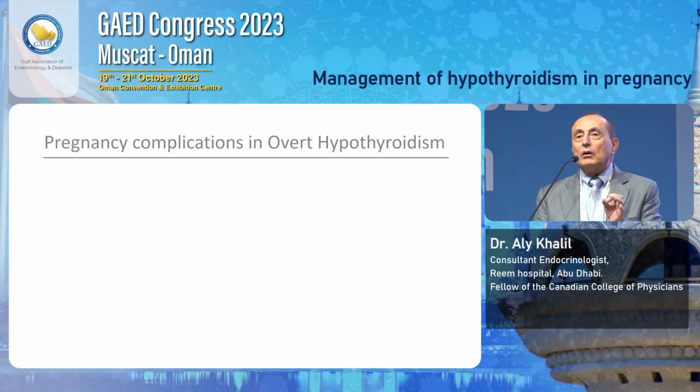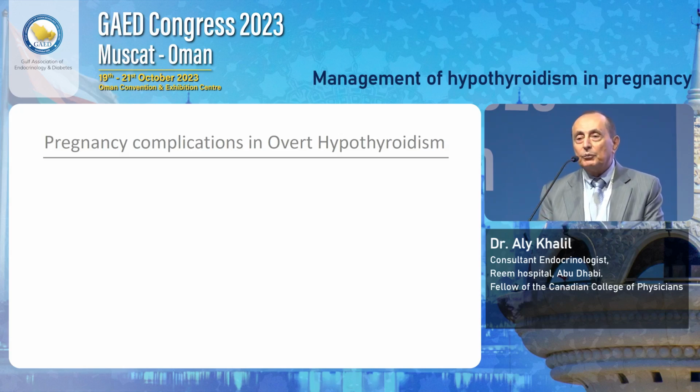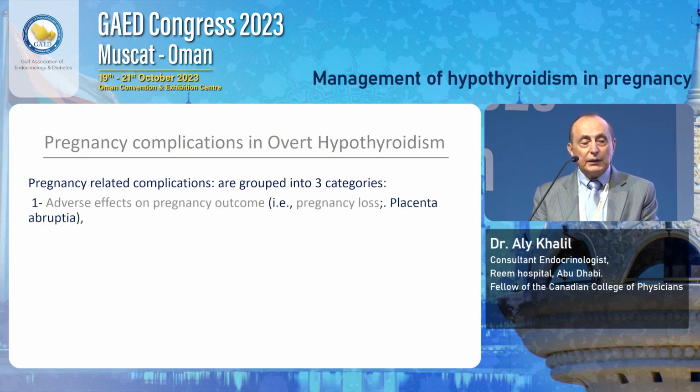Now, the issue that comes to our mind, since we're dealing with hypothyroidism, is what are the consequences on the mother and on the fetus? In overt hypothyroidism, we know that there are well established consequences. Myxedema is well known, and the picture we have in mind is quite clear on the clinical manifestation of overt hypothyroidism. Now, there are adverse effects seen on pregnancy outcome.